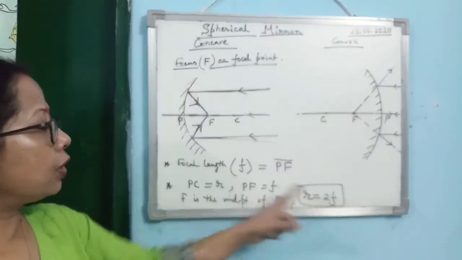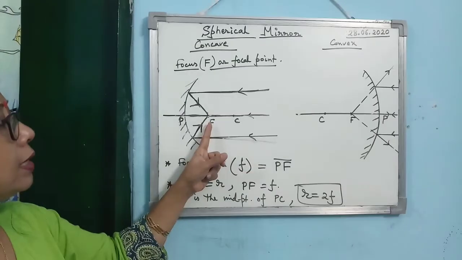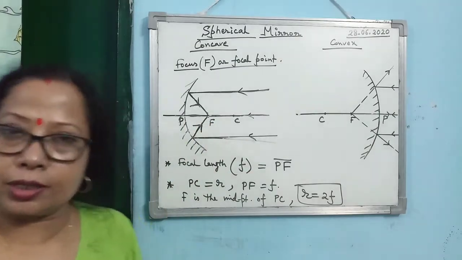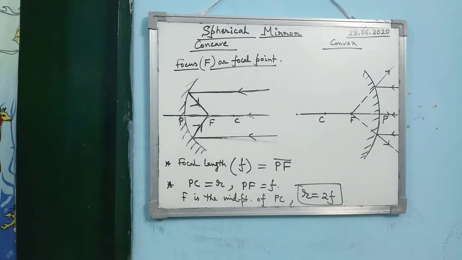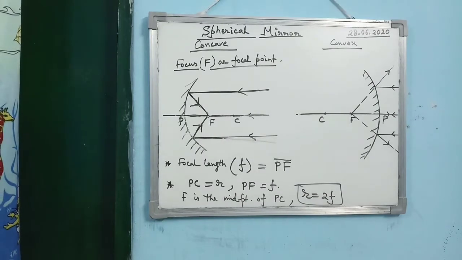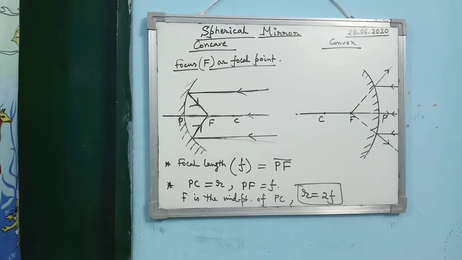Okay. And what is focal length? I said focal length is the distance between pole and focus. Distance between pole and focus is the focal length. And what is the relation between radius of curvature and focal length? Radius of curvature is equal to twice the focal length.